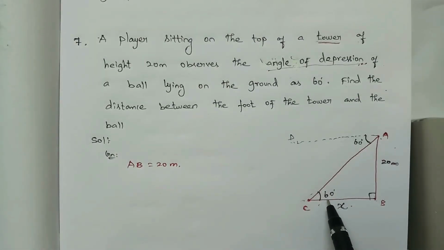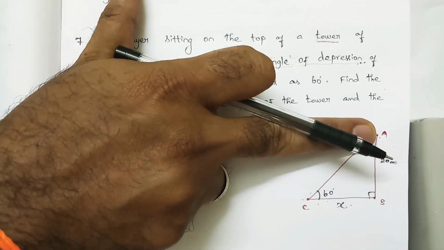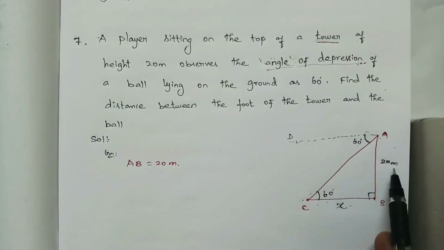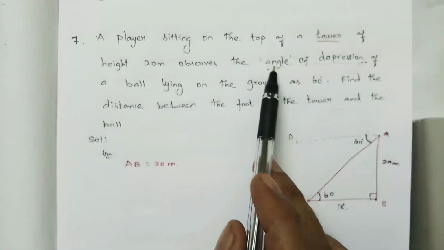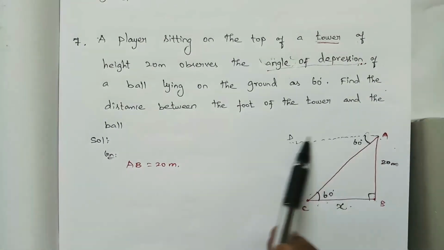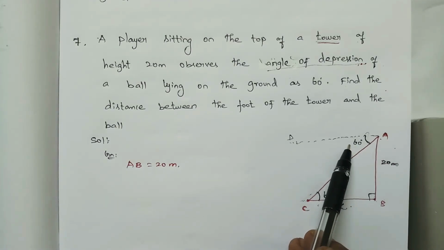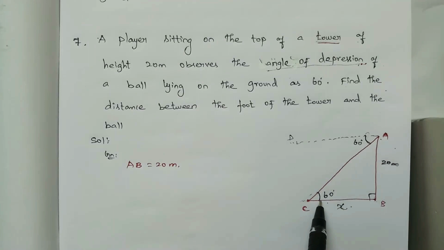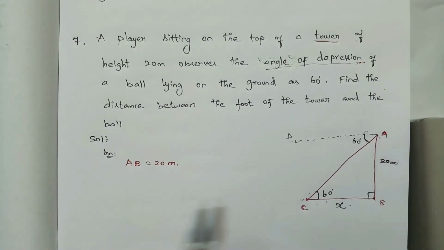If you directly draw only the right angle triangle and directly bring in the 60 degree and 20 meter and solve, then they will reduce the marks. So for angle of depression, we have to show the horizontal line and the line of sight, and at the top mark the angle 60 degree, the angle of depression. Then only we bring this angle here. Understood?